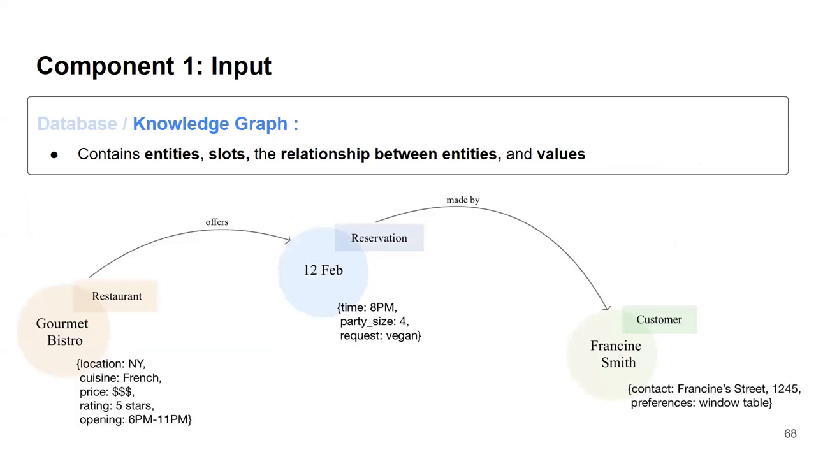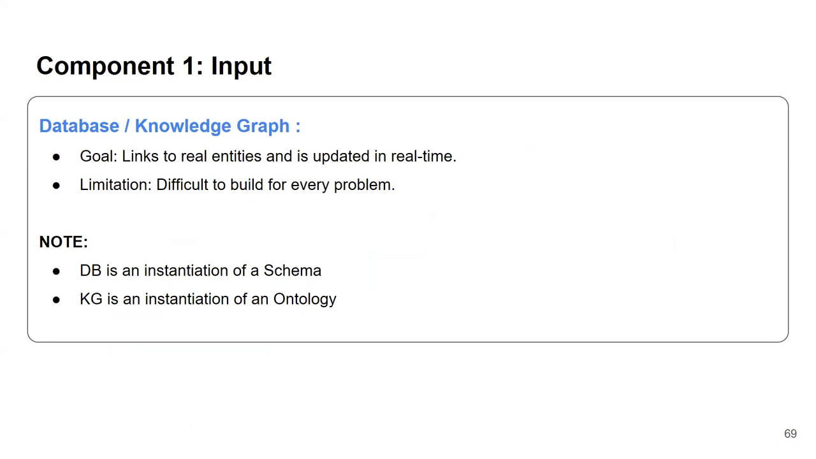So you can see in this case, you have the entity restaurant, you have the instantiation, which is Gourmet Bistro, and then you have slots like location, cuisine, price, rating, and then you also have their values, which is New York, French, expensive, and five stars. So I would say probably knowledge graphs are the richest structures that you can use in generating TOD data. And these are the instantiations and how they are connected.